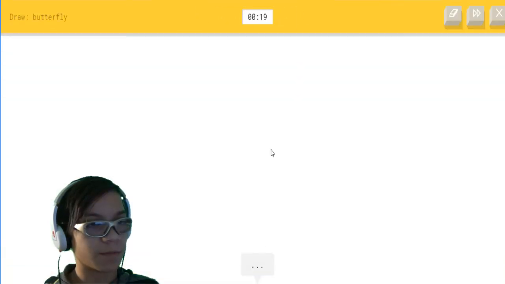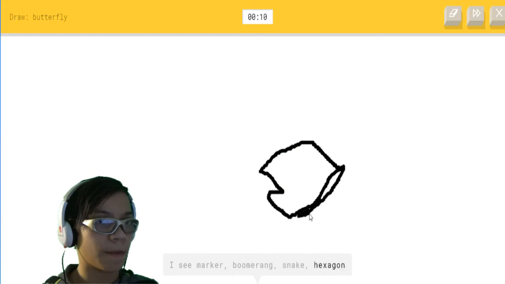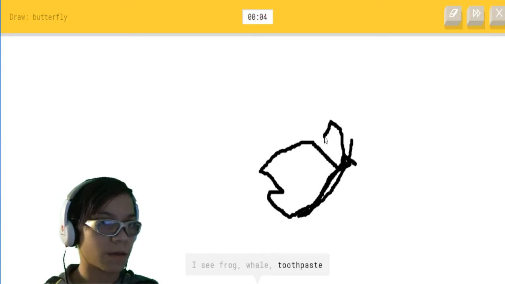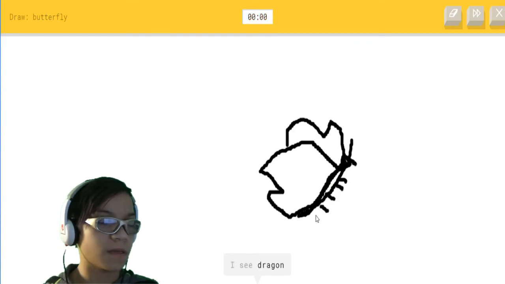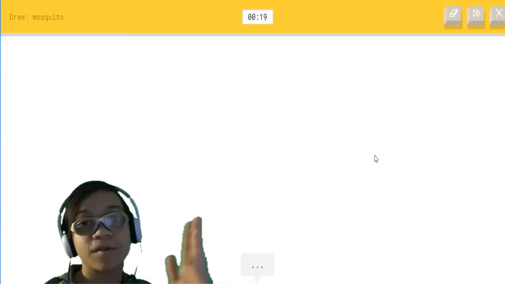Butterfly. I've done this one, but we're gonna do a new style. I see marker. Or boomerang. Or snake. Or hexagon. I see pillow. Or sandwich. Or eraser. Frog. Or whale. Or toothpaste. I see dragon. Is that not mouse. A butterfly? Sorry, I could not guess it. A mosquito. Here we go.